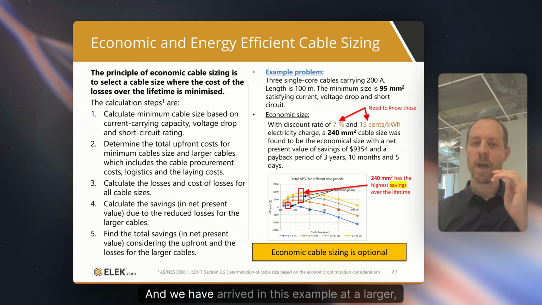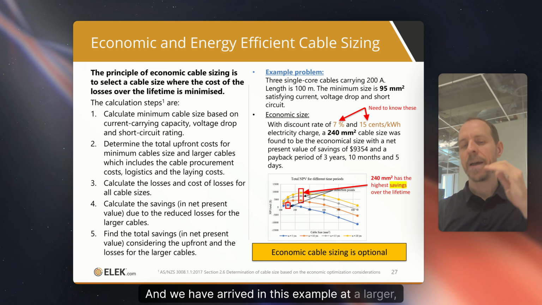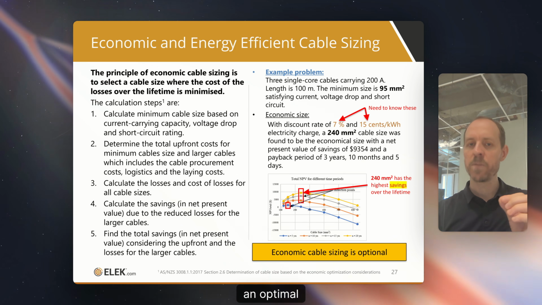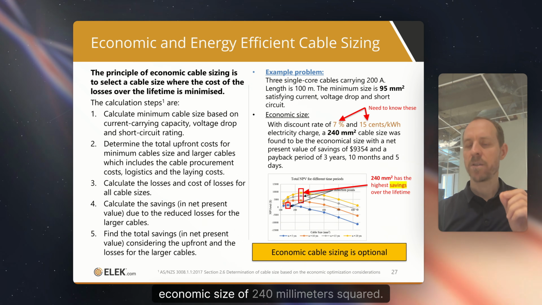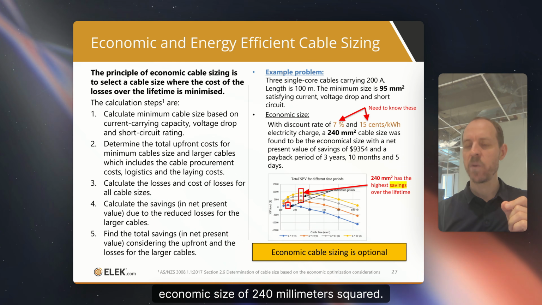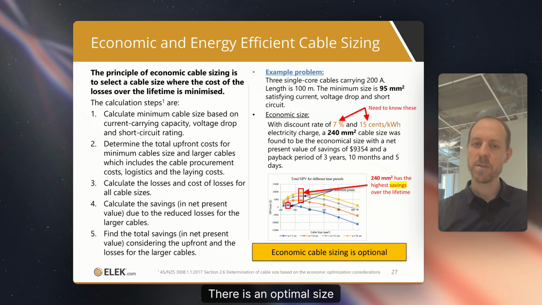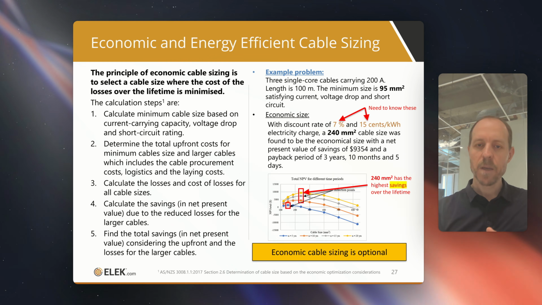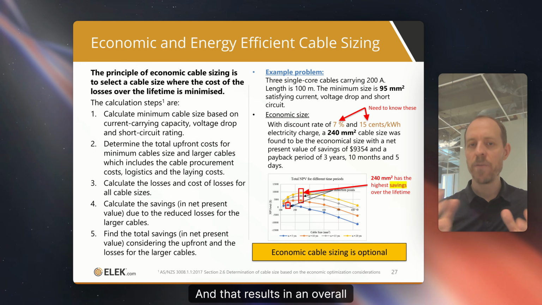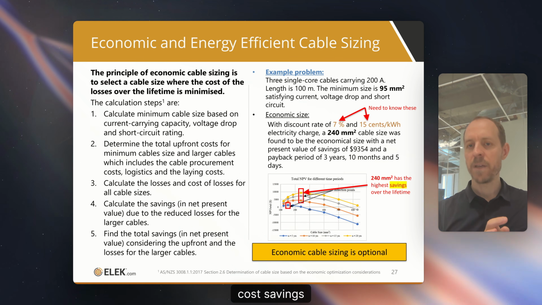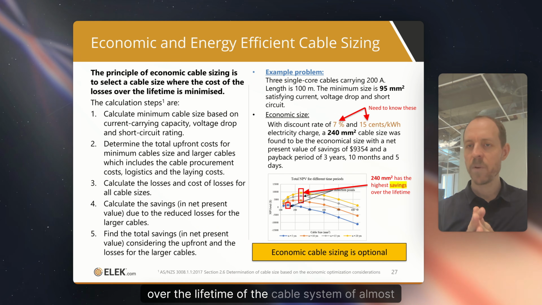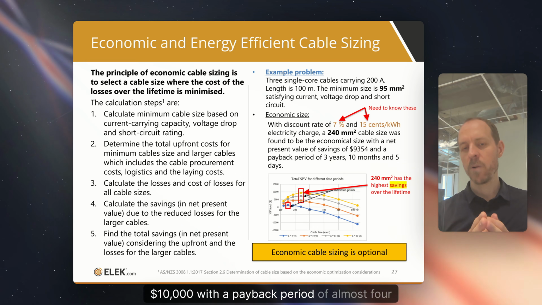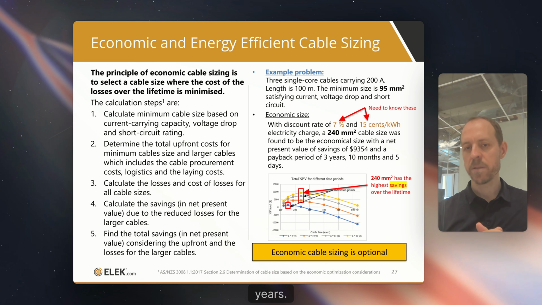And we have arrived in this example at quite a significantly larger cable size, an optimal economic size of 240 millimeters squared. There is an optimal size, and you can determine that using this calculation, and that results in an overall cost savings over the lifetime of the cable system of almost $10,000, with a payback period of almost 4 years.